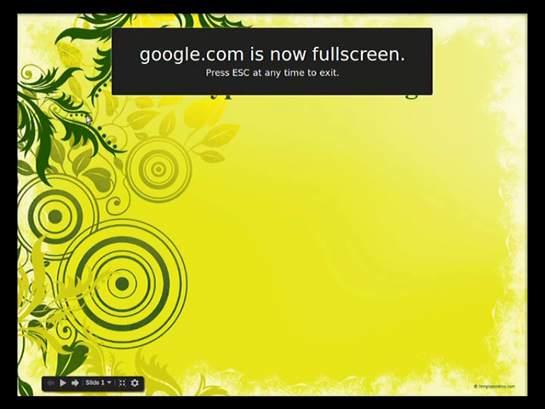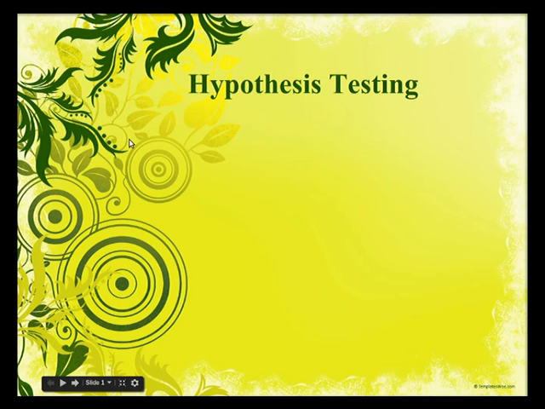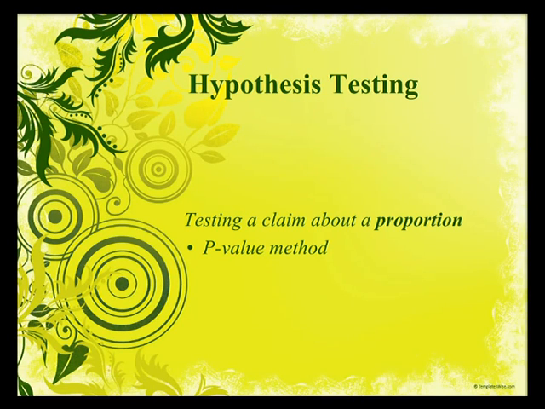In this lesson, we're going to talk about hypothesis testing, which is essentially putting everything we learned in the previous lesson together. So there are two ways we can do a hypothesis test. The two ways we're going to talk about are the p-value method and the traditional or critical value method.